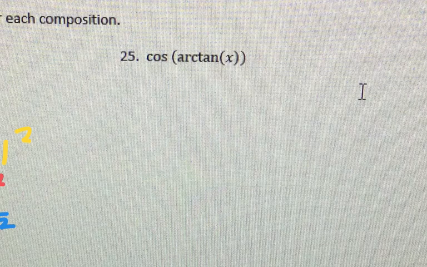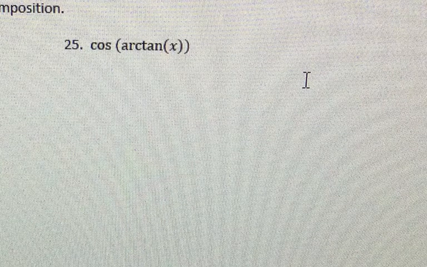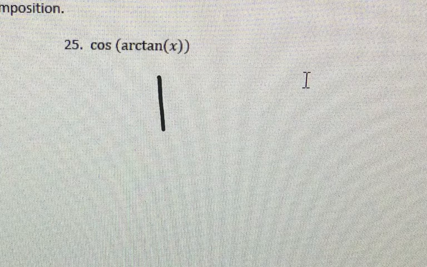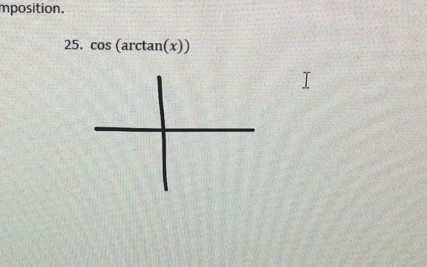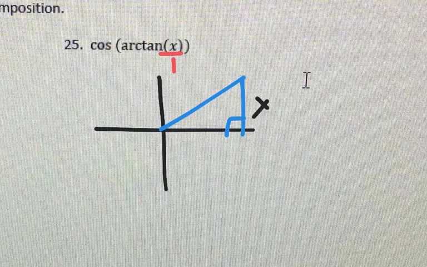Okay, let's do one more here. I'm asked to find cosine of arctangent of x. So again, I'm starting with arctangent. That means that's a ratio of sides. So I can write this as x over 1. And I know tangent is the opposite over adjacent. And because it's positive, I'm in the first quadrant. So I draw my triangle. That means my opposite side is x. The adjacent side is 1.